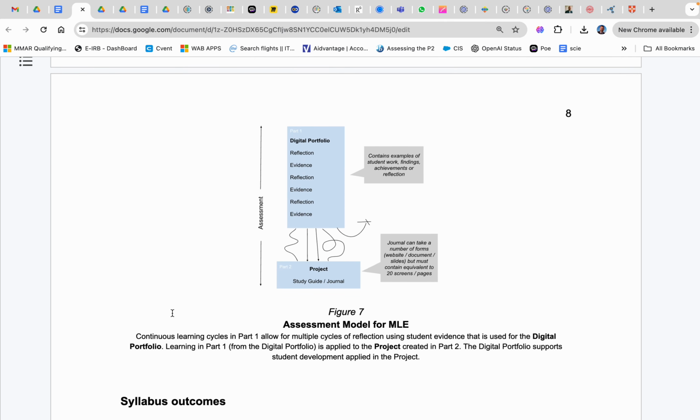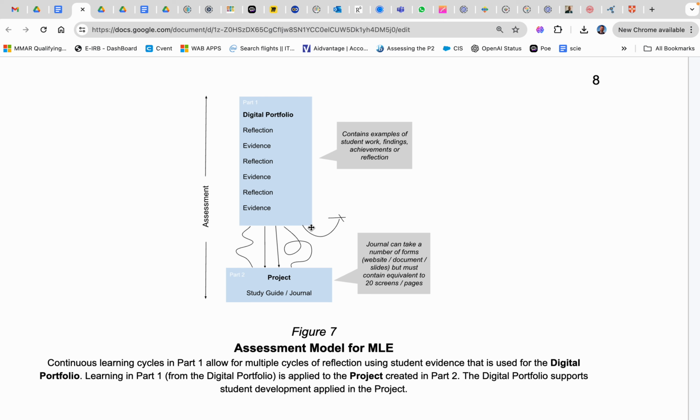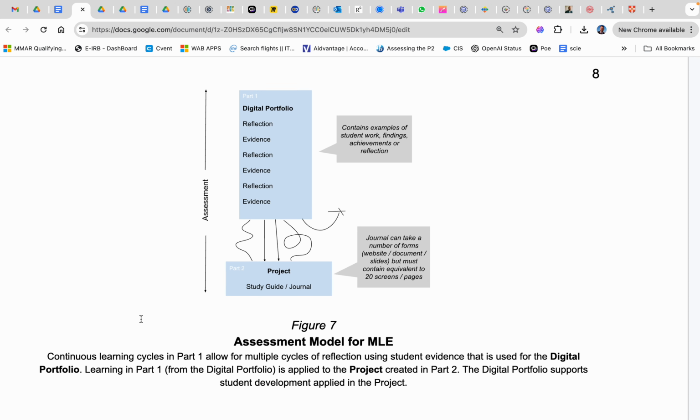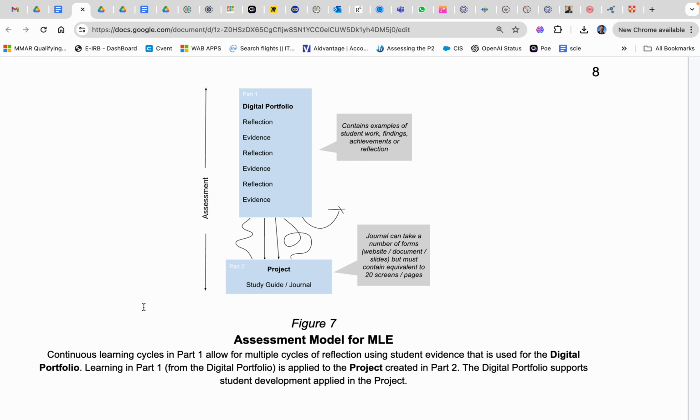This is another diagram showing how assessment would progress through Part 1, which is the digital portfolio, with these cycles of evidence and reflection supported by rubrics, and then this final Part 2. It's basically a project, but an authentic one, building something that will help the student throughout the remainder of their DP or CP experience, to maintain or get very close to mastery for that particular competency area.